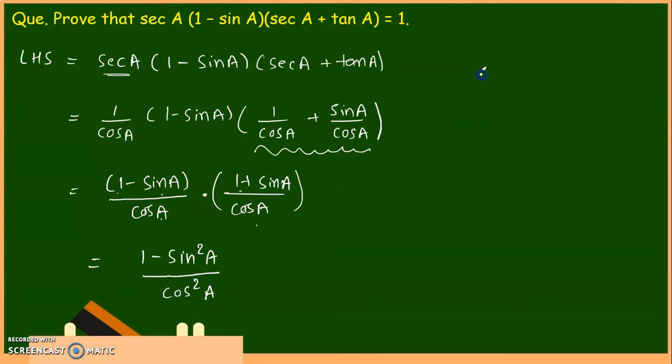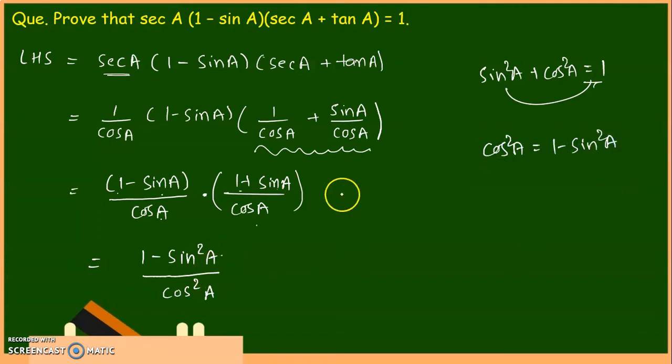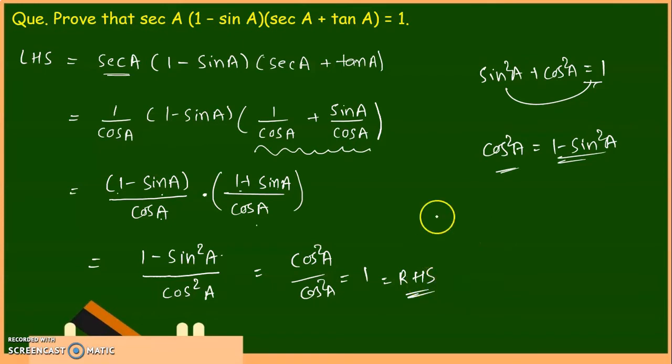And here we know the identity, that is sine square A plus cos square A is equal to 1. But if you take this sine square A to this side, we can write cos square A is equal to 1 minus sine square A. So here in place of 1 minus sine square A, we can write cos square A. So this becomes cos square A divided by cos square A, that is equal to 1. This is what we need to prove. Here this left hand side is equal to right hand side. Hence this question is proved.